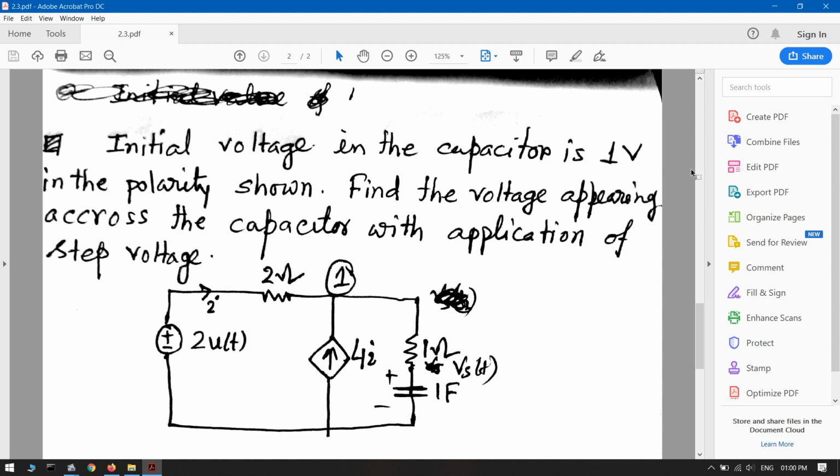Isn't it? And instead of C, we can write 1 by Cs in frequency domain, and we can go for applying KVL and KCL. So if we apply KCL at node 1, then we can easily write V1 of S minus Vs of S equal to 5 of Is. Isn't it?